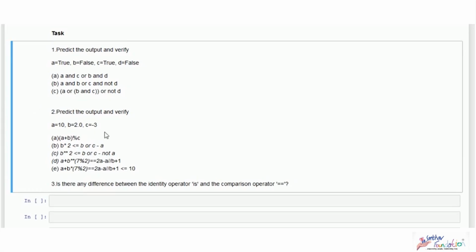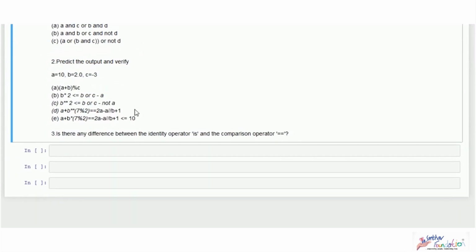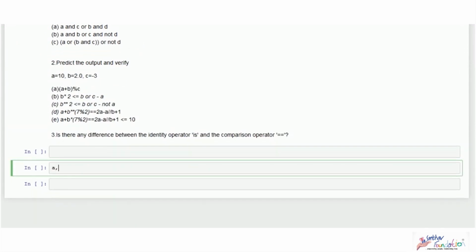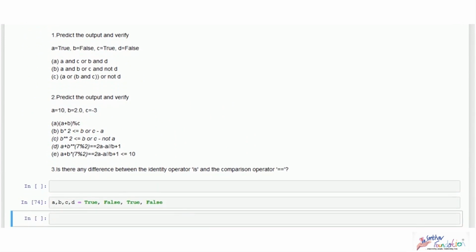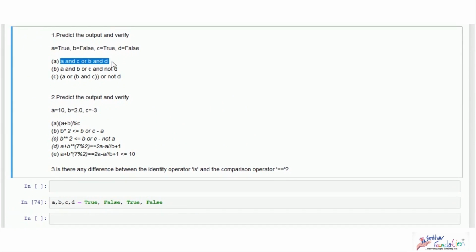Time's up. Now evaluate yourself and keep listening. Now let us check the solutions for these. The first question: these are the sample values for our variables. So we have A, B, C, D as True, False, True, and again False. So these are the input values. Now let us take the first case, which is A and C or B and D.